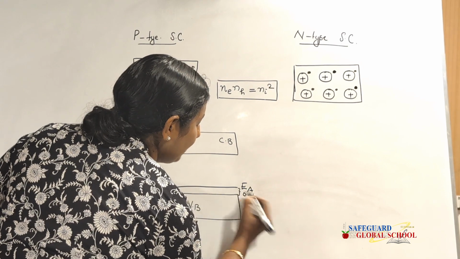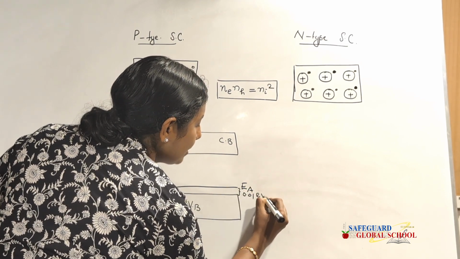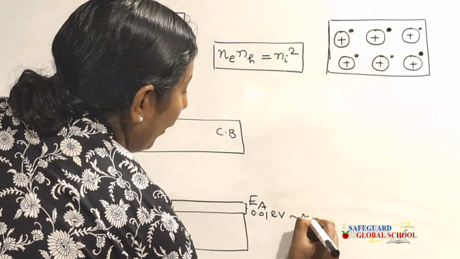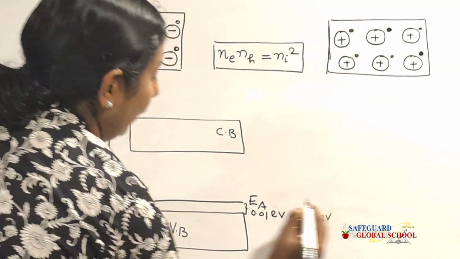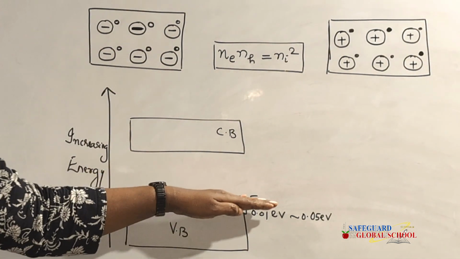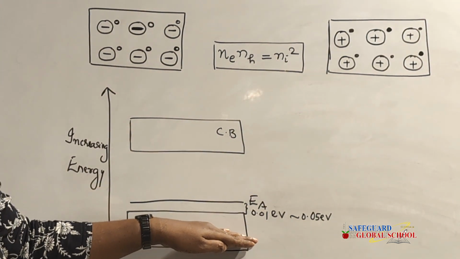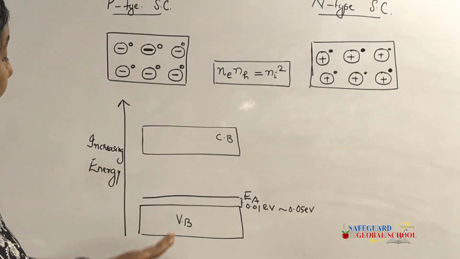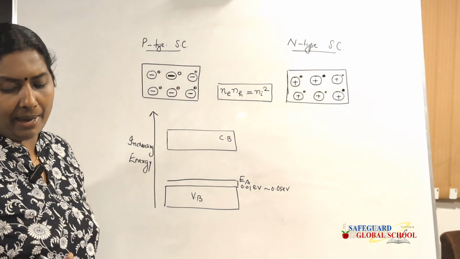This difference must be of the order of 0.01 electron volt to 0.05 electron volt. Just understand, the acceptor level must be very close to the valence band. And we know this valence band consists of what? This valence band is having.